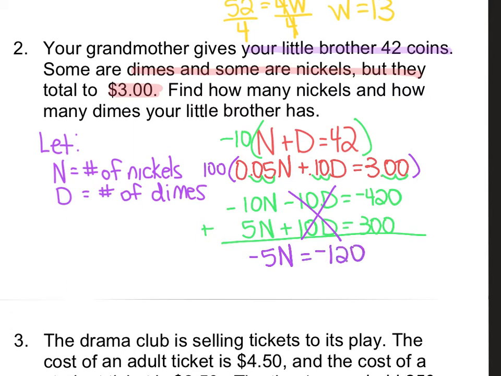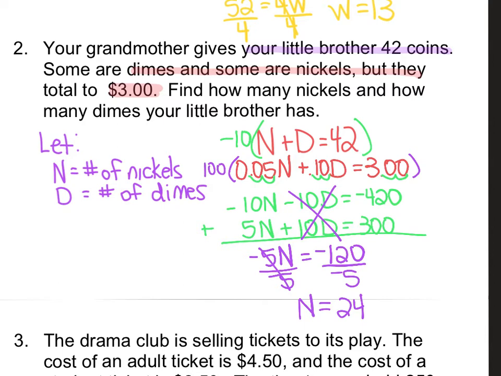If I divide each side by -5, we know we can't have negative cents, so this is where my negatives are going to cancel out. I am going to be left with 24 nickels. So that is one part of the problem, but I do need to know how many dimes as well.